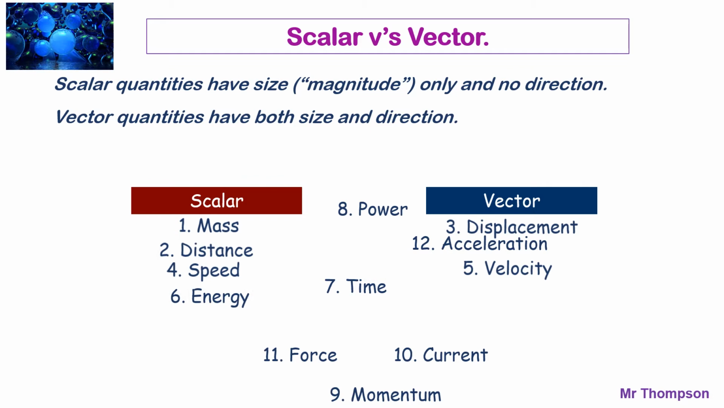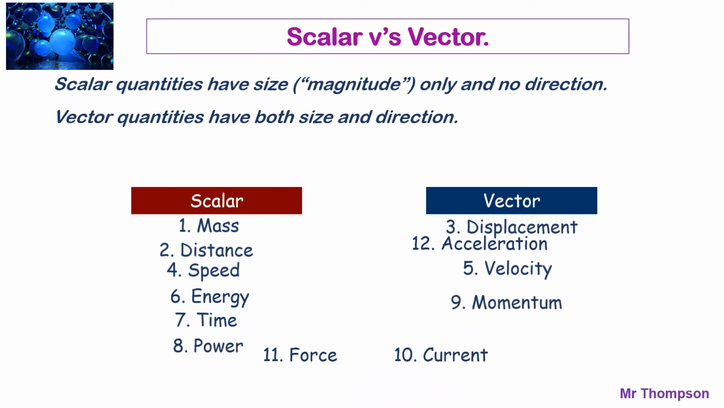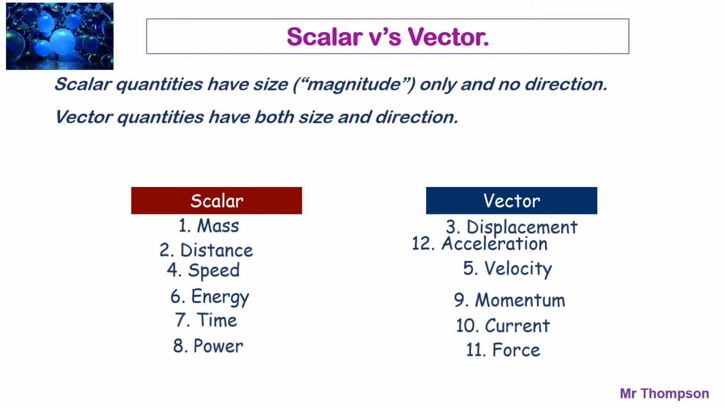Energy has just got size, it's a scalar quantity. Time has just got size, scalar, and area also is a scalar quantity, just having size. Momentum, which we'll come on to later, relates to the velocity of an object, and because velocity is included, it must be a vector too. It must have direction. Current also, when you studied electricity, you know can have direction because it can go in two different ways. It can have a plus and a minus sign, if you like, and so can forces. And acceleration is the last one, which we'll come on to later, which is a vector quantity.